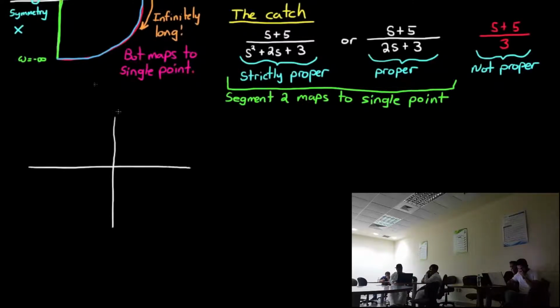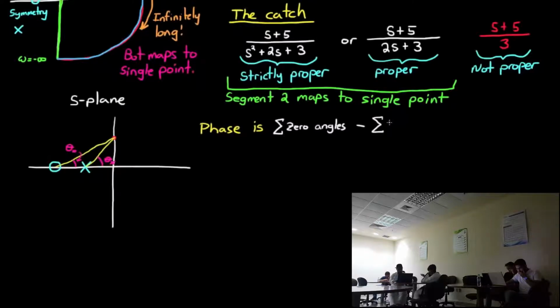You can show mathematically why that second segment maps into a single point in the W-plane, and there's a lot of great videos that do that. So instead, I'm going to quickly explain in a graphical sense why this is true. Remember from part 1 that the phase in the W-plane is just the sum of the angles of the zero phasors minus the sum of the angles of the pole phasors.